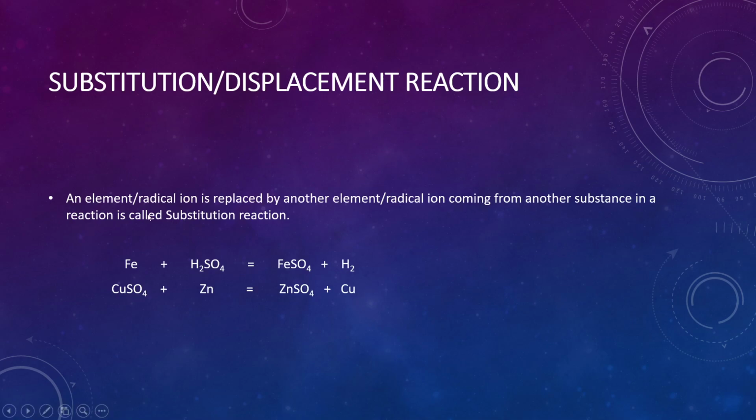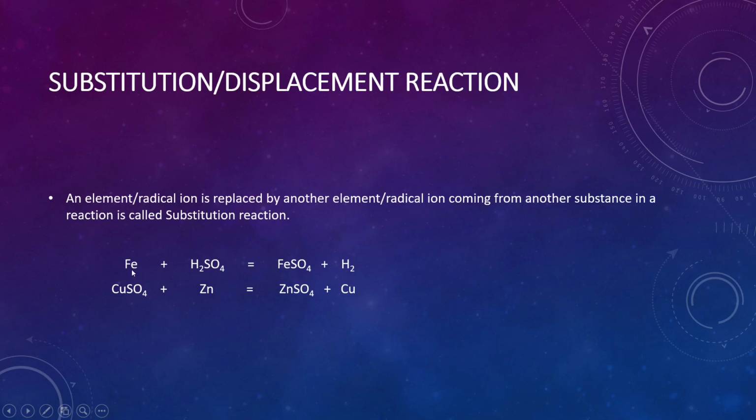Okay, so the next point is substitution reaction. Substitute means replacement, replacing something with another material. This is called substitution. In chemistry, in a substitution reaction, an element or radical ion is replaced by another element or radical ion coming from another substance. This type of reaction is called substitution reaction.